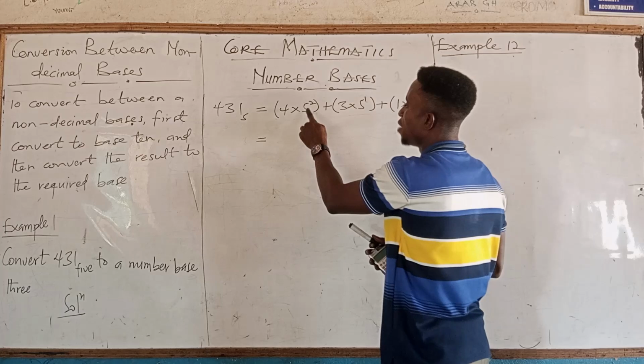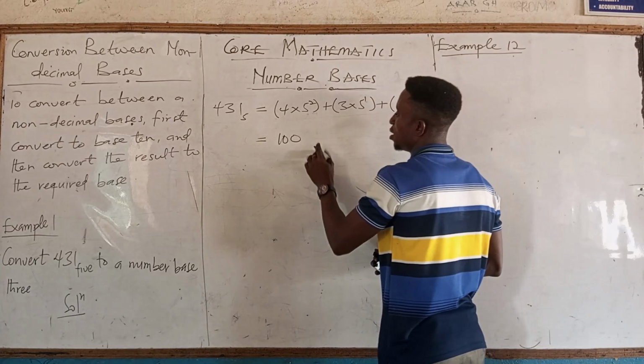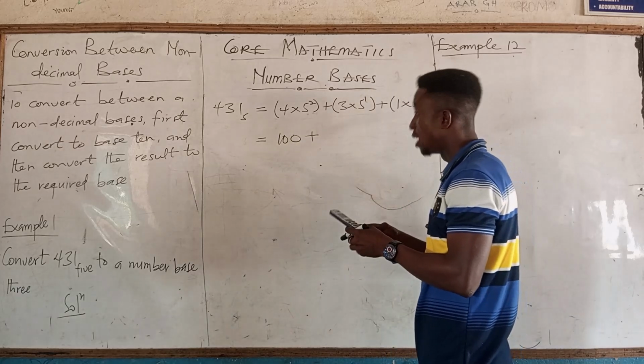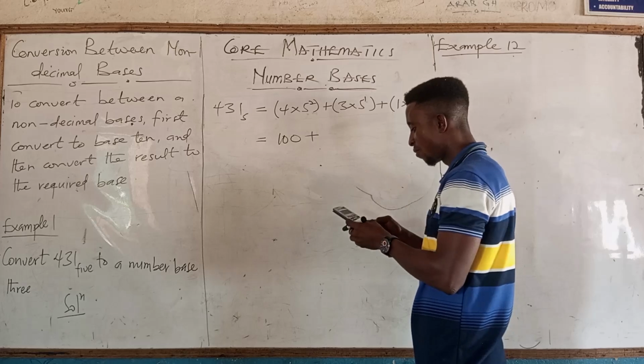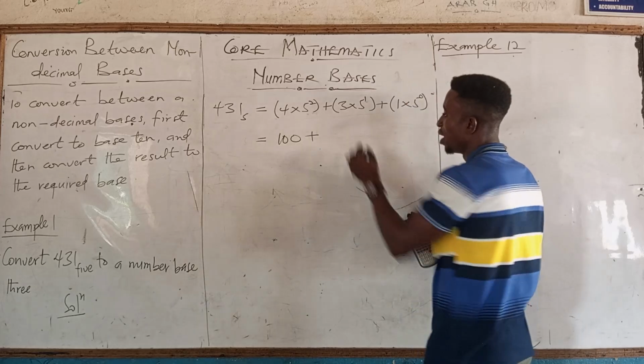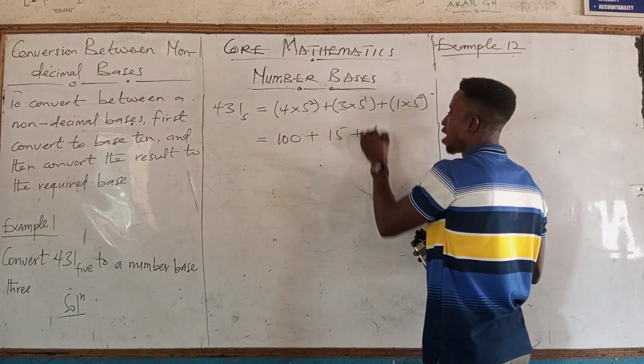So I know 5 squared is what? 25. 25 times 4 is what? 100. Then plus, I even know that. But yes, I don't believe in myself, so I'm putting it on the calculator. 4 times 5 squared, and voila, that is 100. Plus 3 times 5 is what? 15. Then plus, I have my 1.